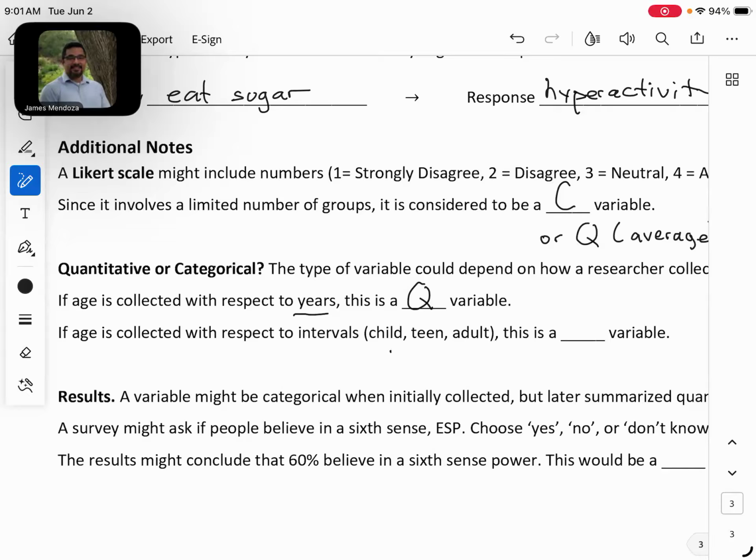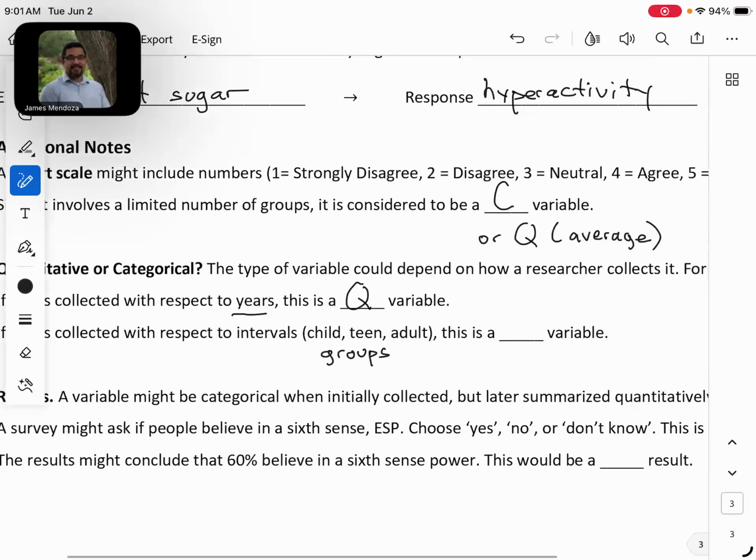So these are a way that they might collect the data, but whenever they have the column with child, this person is a teen, and this person is adult, and they don't have their specific age, then they're treating it and collecting the information in a categorical manner. So just make sure you double check the way that they're handling the information. Is it based on units or is it based on groups? It varies, it can change, so just be careful.